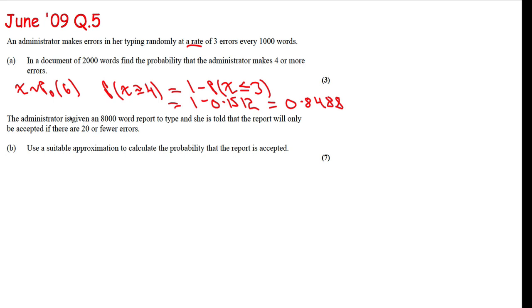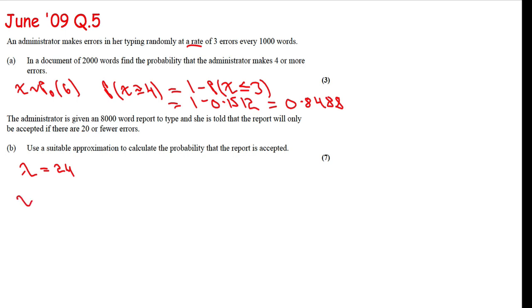Next part, it says the administrator is given an 8,000 word report to type, and she is told that the report will only be accepted if there are 20 or fewer errors. Use a suitable approximation to calculate the probability that the report is accepted. So if it's 8,000 words and we do 3 every 1,000, that means lambda is going to be equal to 8 times 3, which is going to be 24.